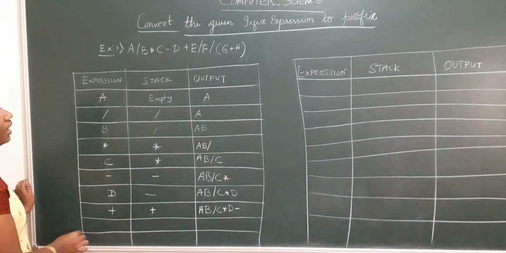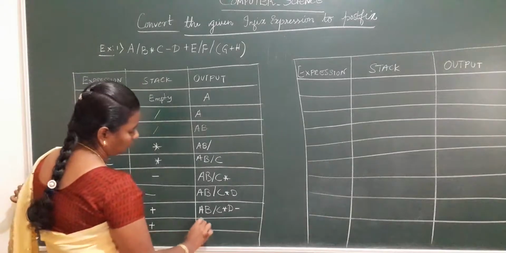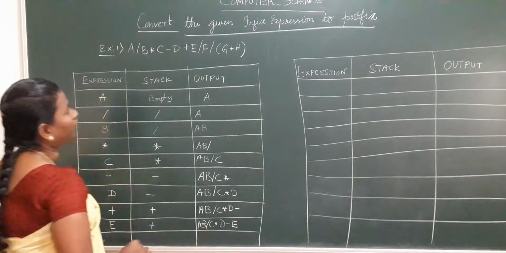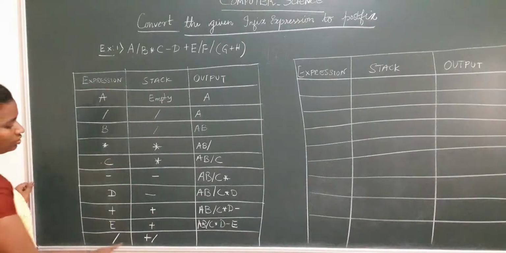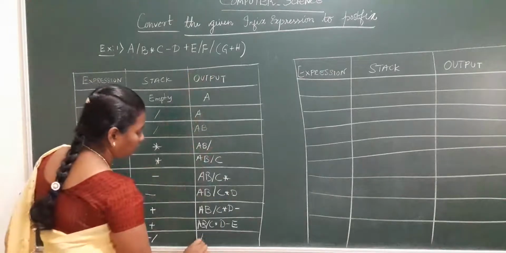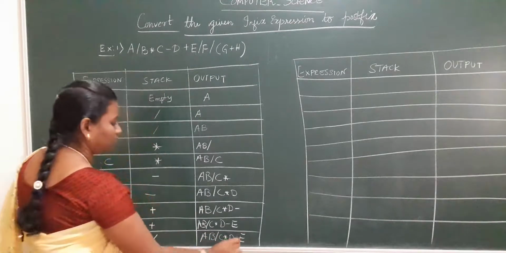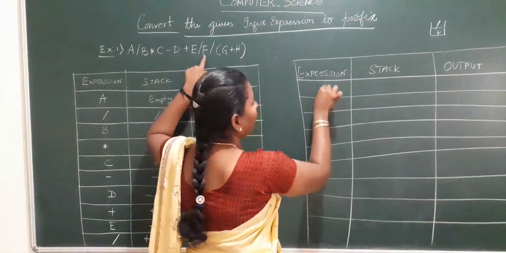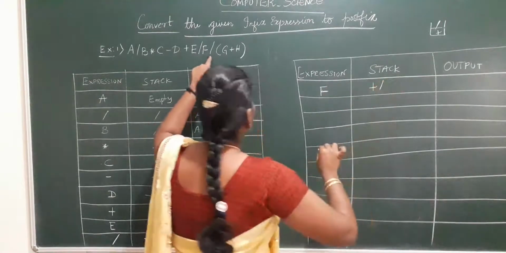Okay, next I have E. Okay, next I have slash. This is your division sign, so this will go and sit here. After plus I have E, then I have slash. So this is possible. Next I have F. See, F I have taken. Where will F go? What was there inside your stack? It was plus and division. F will go to your output.